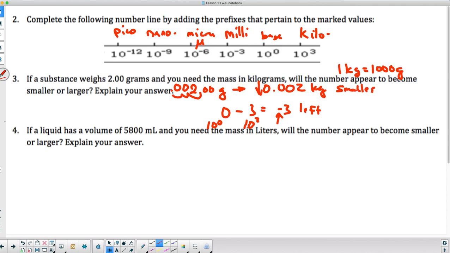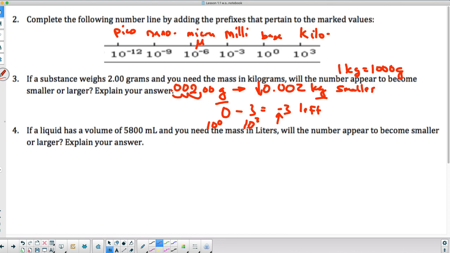1,000 times smaller. And explain your answer. Why does the number become 1,000 times smaller? Because grams is a much smaller unit than kilograms. It's 1,000 times smaller than kilograms, so if the unit of kilograms is bigger, then the number has to go the opposite direction. If the unit gets bigger, the number gets smaller. If the unit gets smaller, the number gets bigger. It works like a seesaw. If one goes up, the other goes down.